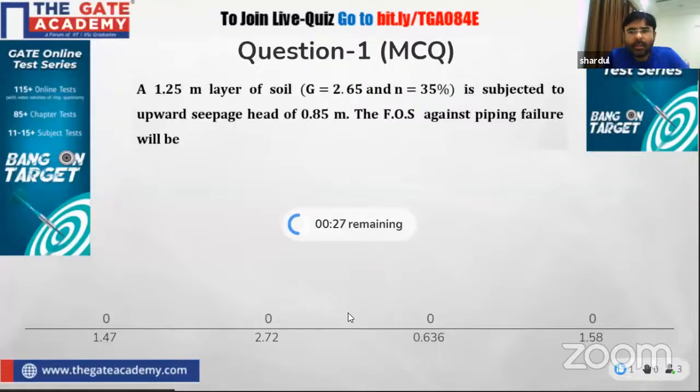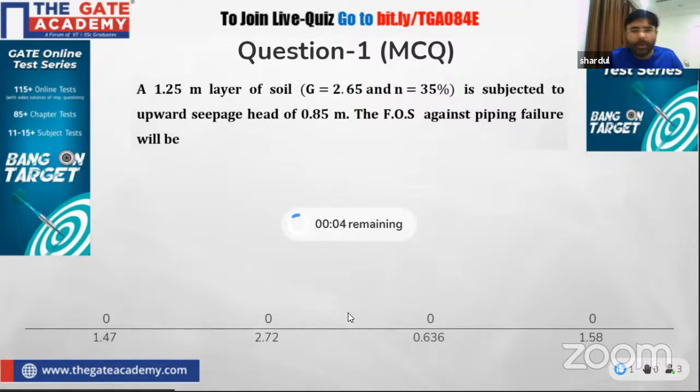30 seconds. A 1.25 meter layer of soil, which is having a specific gravity of 2.65 and porosity of 35%, is subjected to an upward seepage head of 0.85 meter. The factor of safety against piping failure will be.